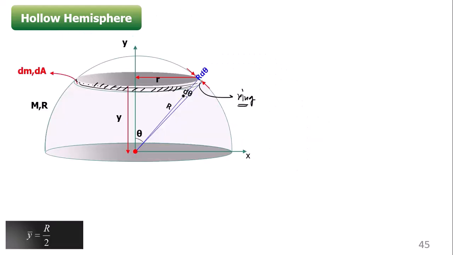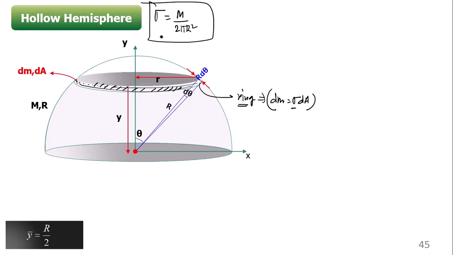For that ring element, I want to calculate what is the dm there. So dm should be equal to sigma into dA. Why? Because this is a 2D geometry. Now first we define sigma. Sigma is the mass by area. Area is 4 pi R square divided by 2, that means 2 pi R square, the surface area of the hollow hemisphere. So sigma is defined as m divided by 2 pi R square.